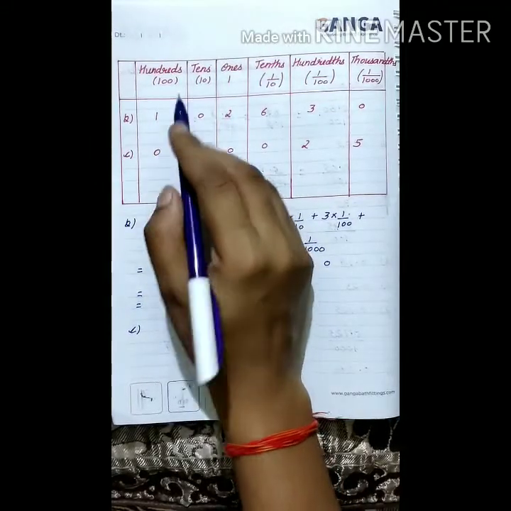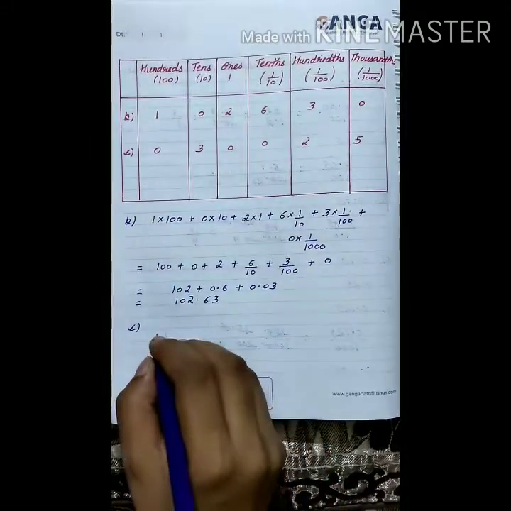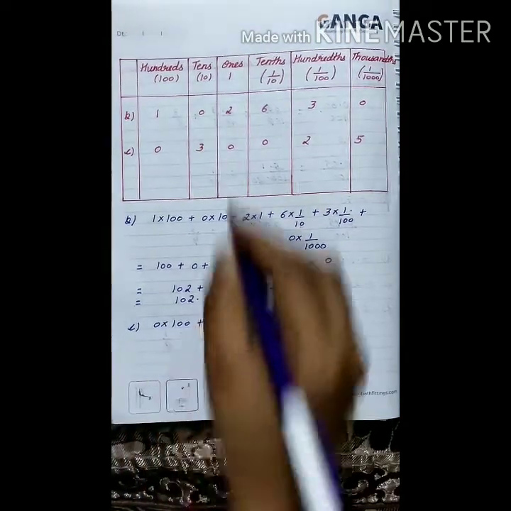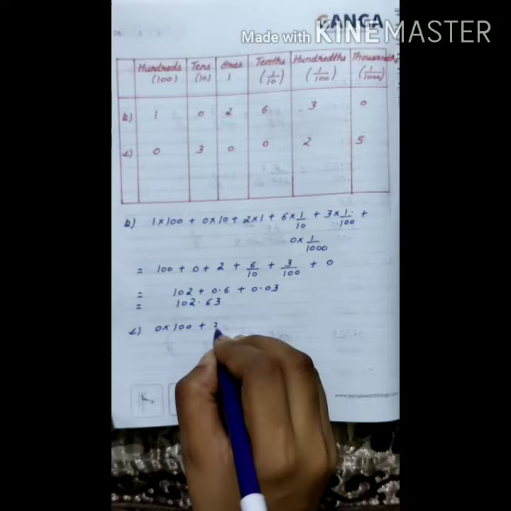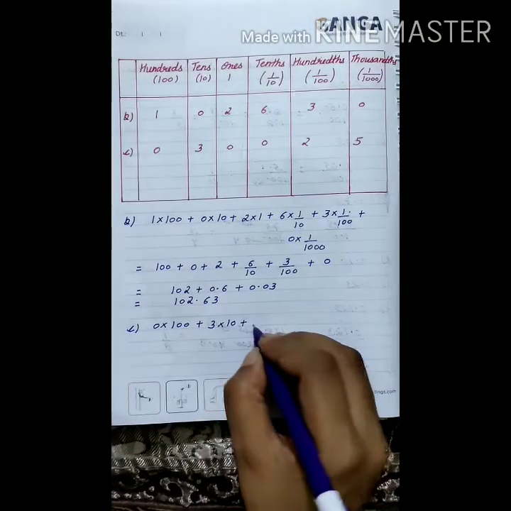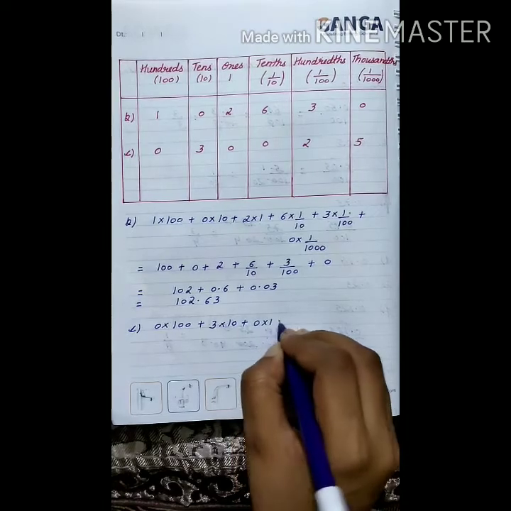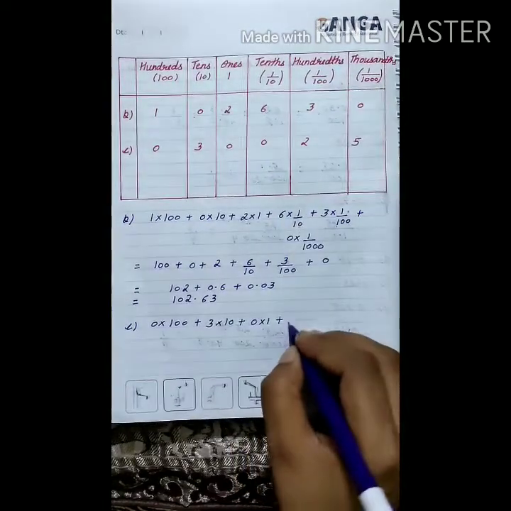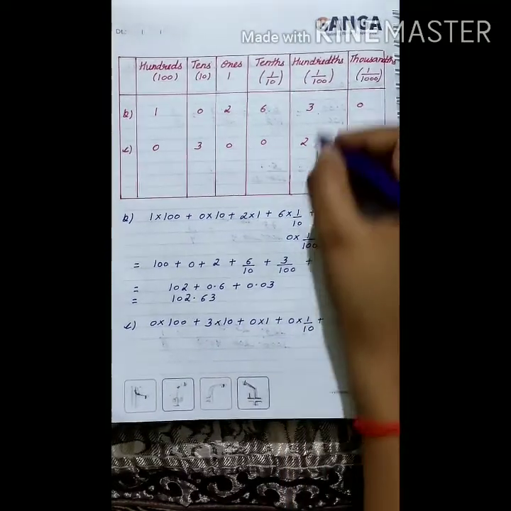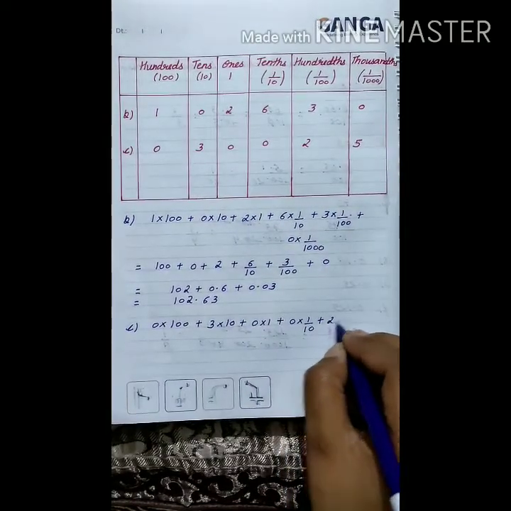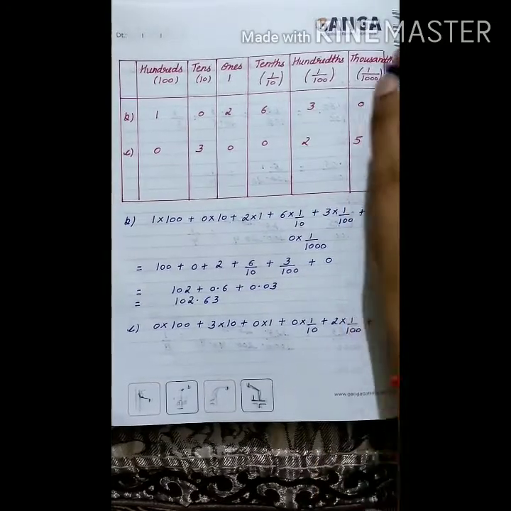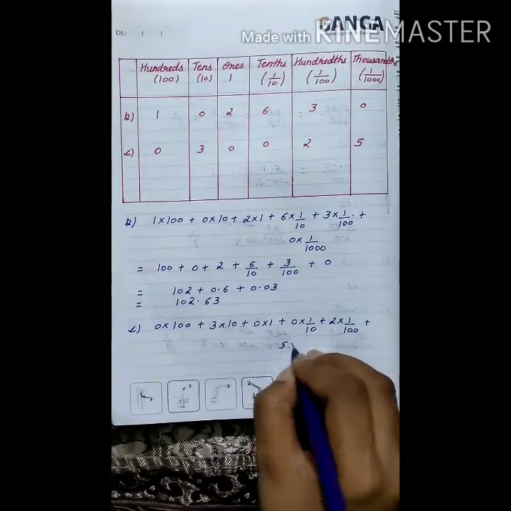C part. Firstly we will multiply position value with face value. So we will write 0 multiply 100 plus 3 multiply 10 plus 0 multiply 1 plus 0 multiply 1 upon 10 plus 2 multiply 1 upon 100 plus 5 multiply 1 upon 1000.